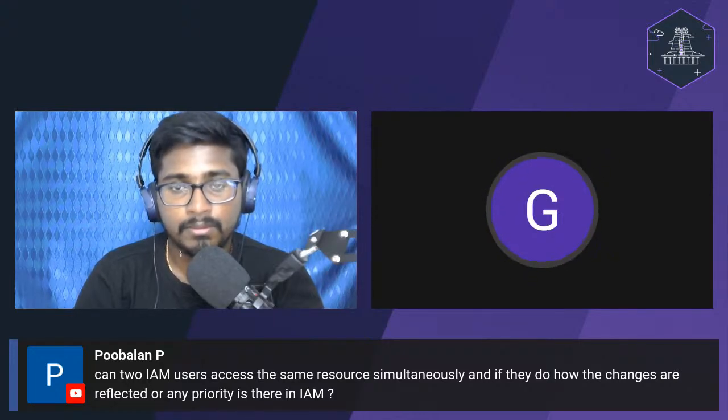Okay, so from an IAM perspective, there isn't any precedence or priority, but based upon the individual resources, it happens. Say, for example, S3 has immediate consistency, where whatever changes you make will be reflected immediately. But in the case of other services like RDS, it may be eventually consistent, where one user's changes may take time to reflect, and within that time, if another user updates, that may get reflected. So it all depends on the service being used, but from an IAM perspective, there isn't any such priority.